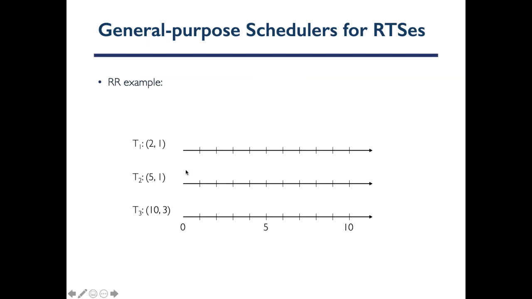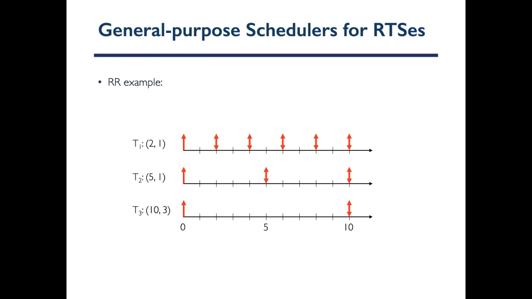So here I have 3 tasks. The first one has a period and deadline of 2. The second one, period and deadline of 5. The third one, period and deadline of 10. And each job of T1 takes 1 unit. Each job of T2 takes 1 unit, and each job of T3 takes 3 units. So these are the arrival times of jobs for each one of these tasks.